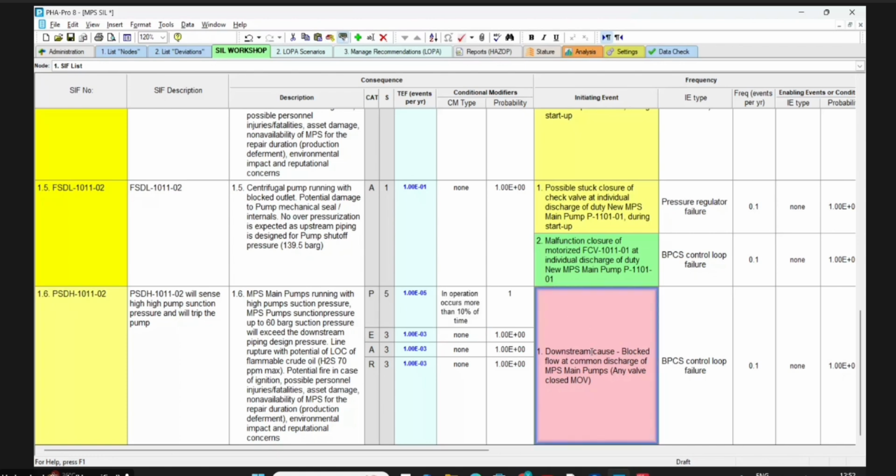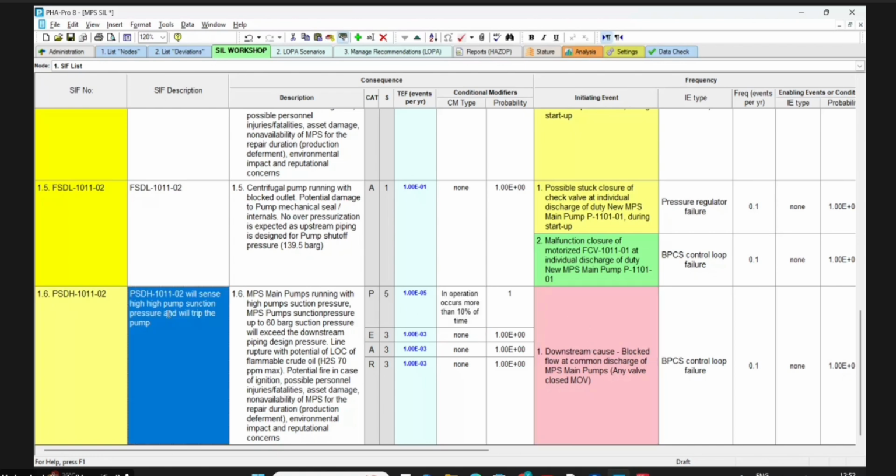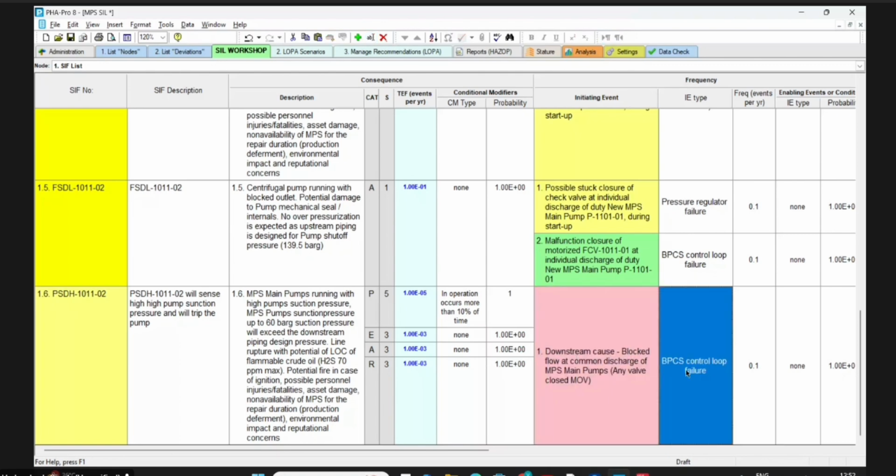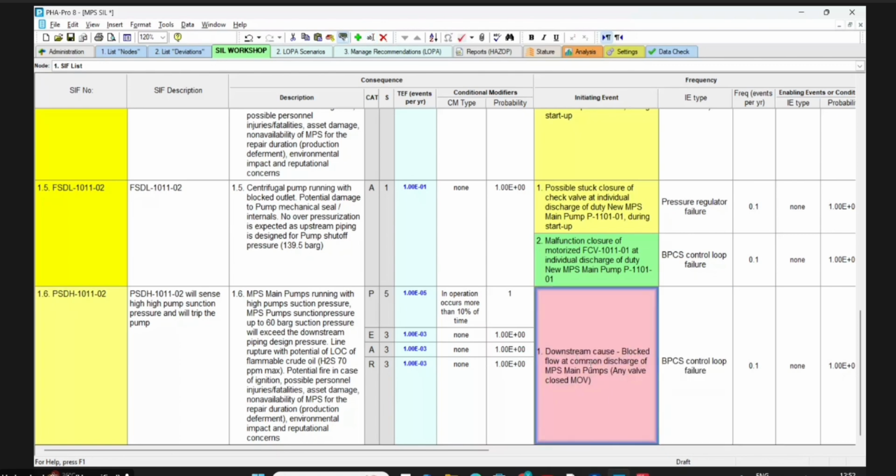Now I want to know the causes for this PT to work. Why will the PT come into the picture? Suppose there is a blocked discharge in the pump. In that case, it will lead to suction pressure increasing up to 60 bar gauge. So that means this cause will remain the same, right? Downstream cause: blocked flow of the common.